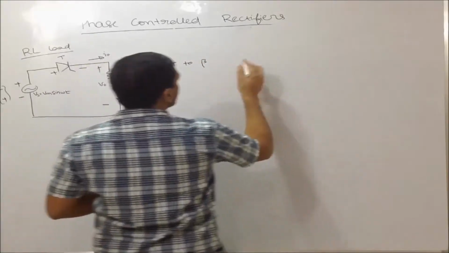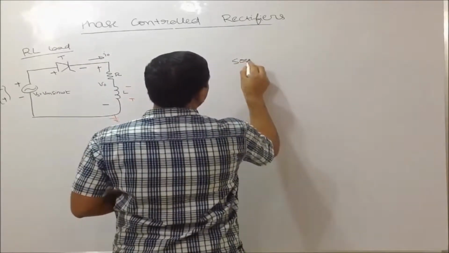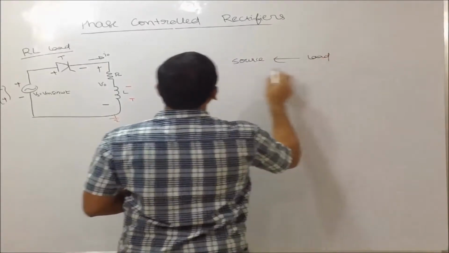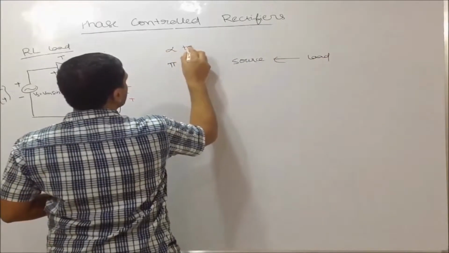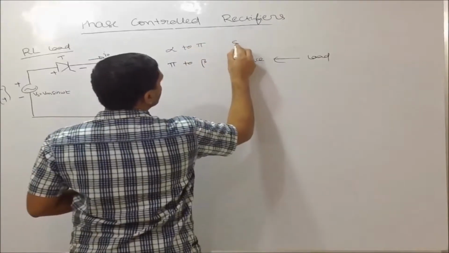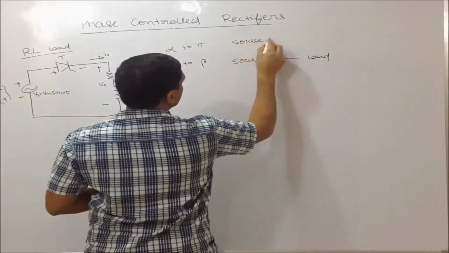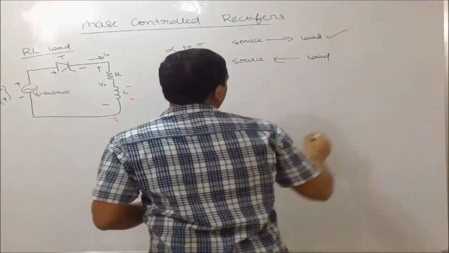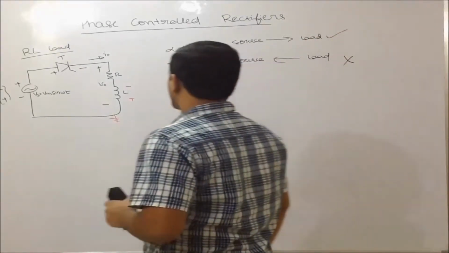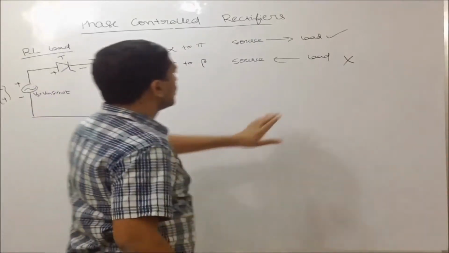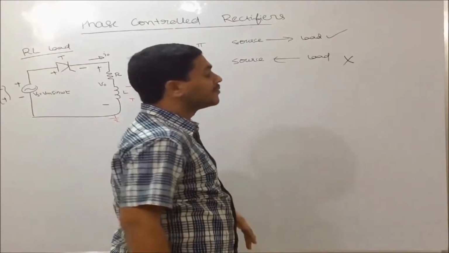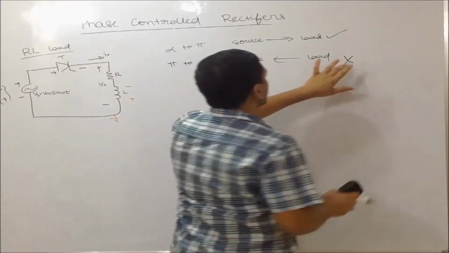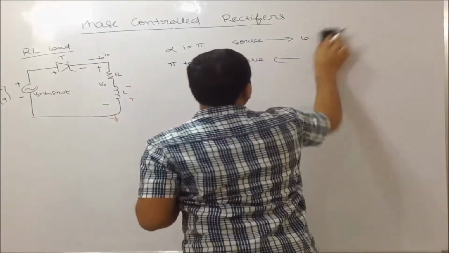Power flows from load to source. From alpha to pi, it is very good. The power flows from source to load. This I require, but this is not required. So this I have to eliminate. I eliminate this by putting the freewheeling diode. That we will see.